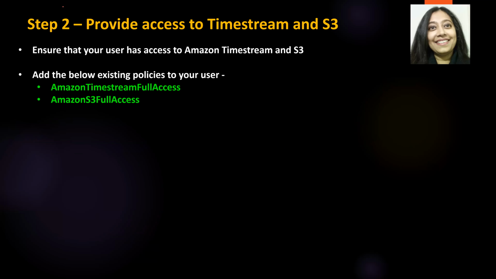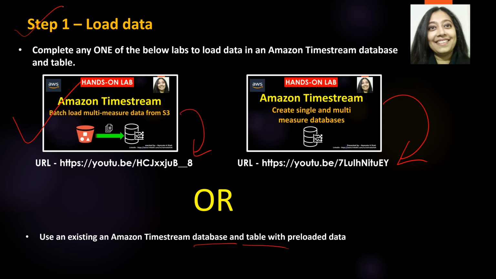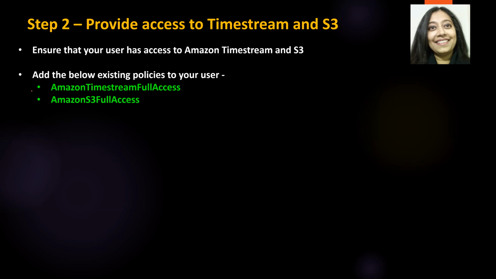Step two is to provide access to Timestream and S3. If you have completed this particular lab, you've probably already done this step. Your user already has access to Amazon Timestream and S3. But just in case, it's always good to check. If your user does not have access, please ensure that these two existing policies are associated with your user. In my case, I've already completed step two, so I'll be continuing further ahead.